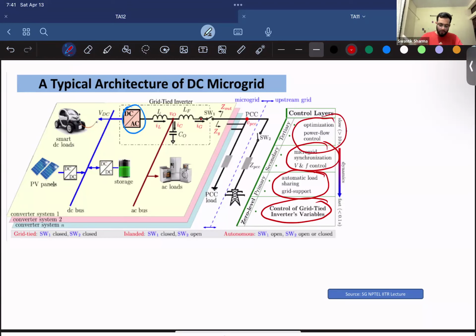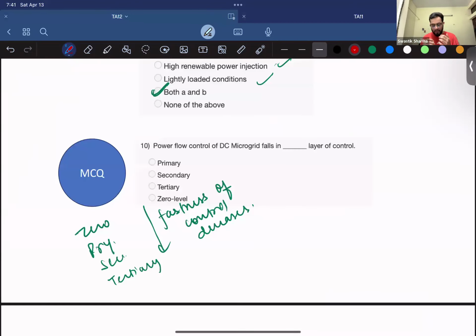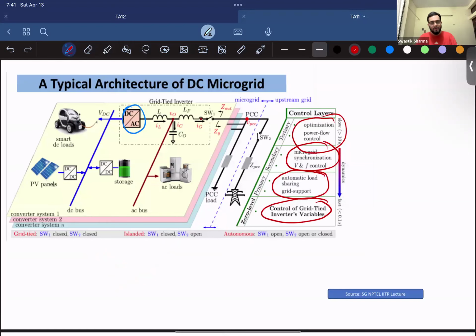So based on how your control layers dynamics behave, the time taken by them, your layer of control is designed. And the power flow control of a DC microgrid usually falls in tertiary because the dynamics to control it is very slow, and for the rest of them, they are very quick. So this we discussed last week, I guess, and then we ended there.